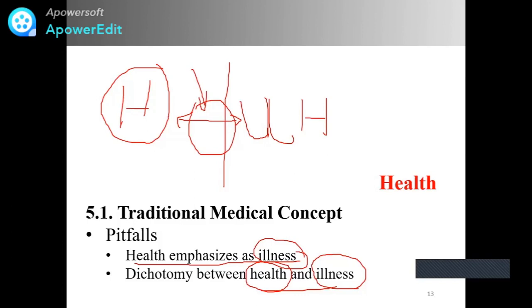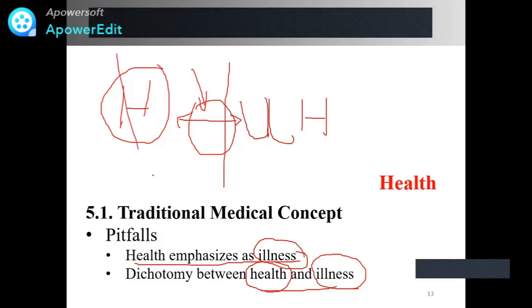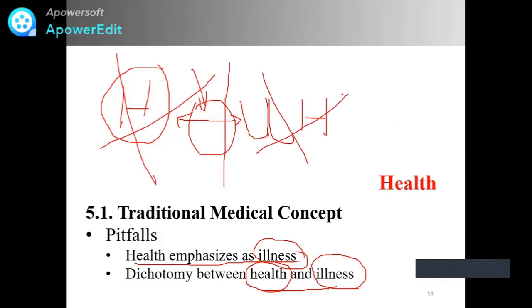Therefore, we cannot say these people are healthy people and these people are unhealthy people, because all people have some symptoms or problems relating to health. Therefore, we cannot dichotomize between the health and the illness of the human.